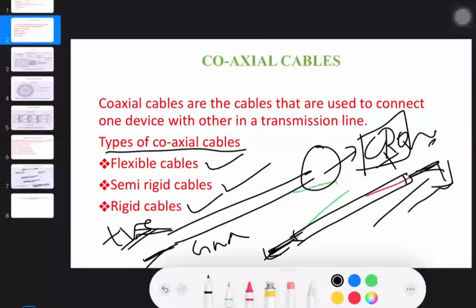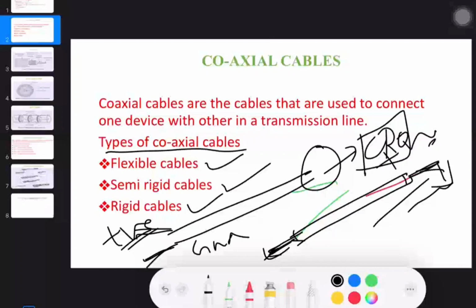The semi-rigid cables are slightly harder than the flexible cables, but they cannot be folded to a smaller diameter as we can do for a flexible cable. And the third one is the rigid type of cable. Rigid cables are very hard and cannot be folded to a smaller diameter at all. That's why the name is given as rigid, meaning it is very tight. So the types of coaxial cables are flexible cable, semi-rigid cable, and rigid cable.